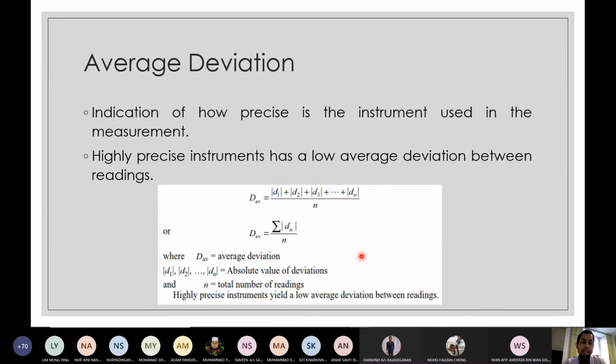Okay, next is the average deviation. So average deviation is to determine how precise the instrument is when you do the measurement. So if the instrument is highly precise, then you should have a lower average deviation value. So basically it's the sum of the positive values of the deviations divided by the total number of readings.